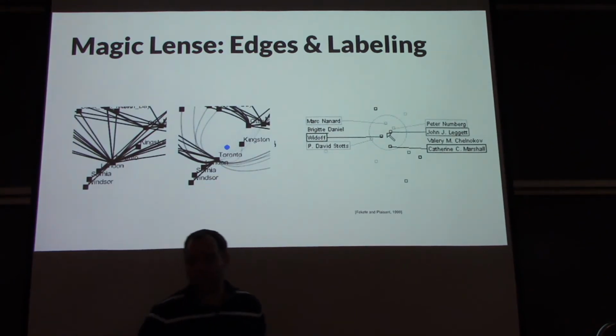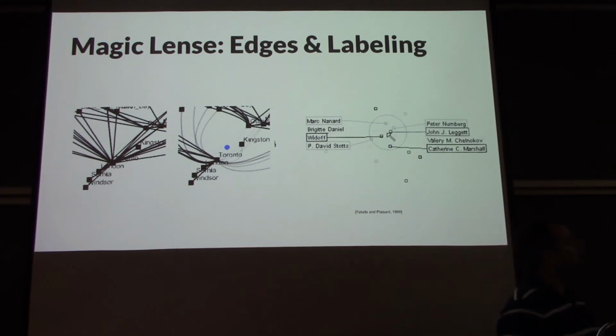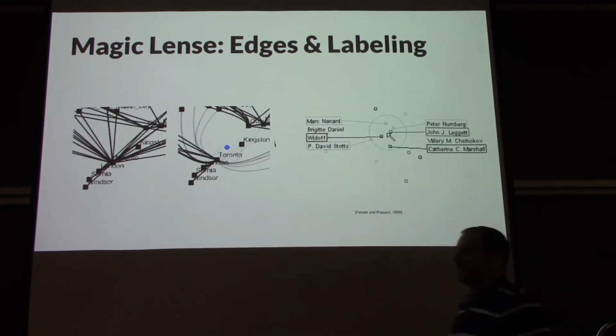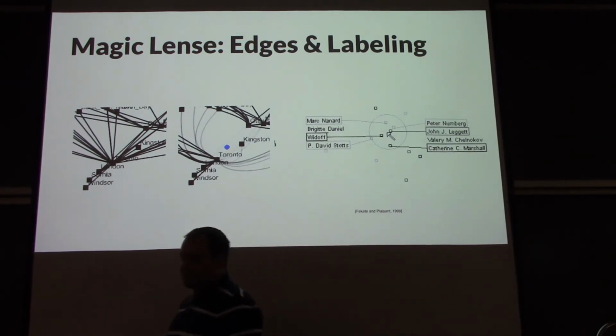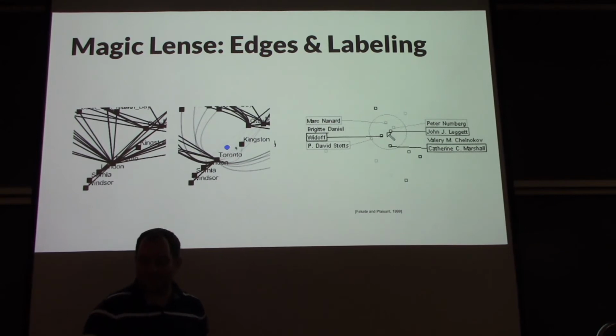You can also use these magic lenses to reveal conflicts. For example, here we're looking at flights into Toronto, and as you can see, all of the labels here are occluded. By hovering a lens over that, you can distort these edges and then show the labels beneath them. Another way of using a magic lens would be to show all of the labels in, for example, a scatter plot, as we see here.